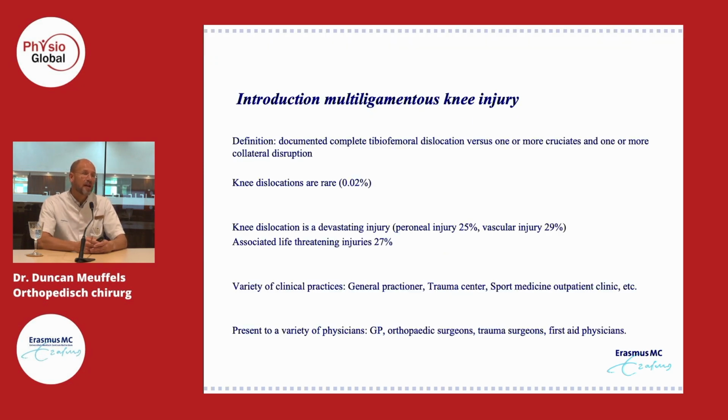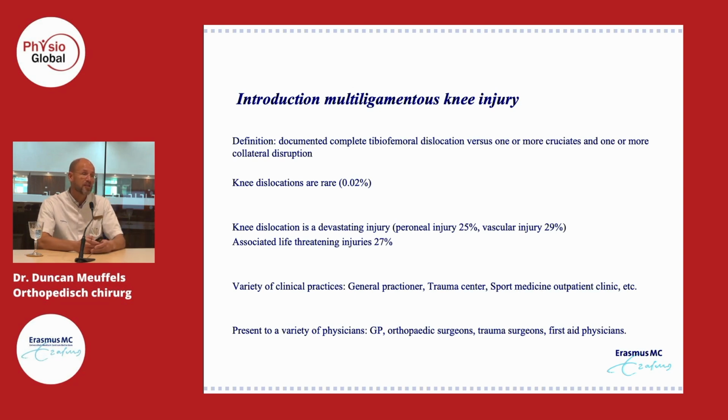To start introducing multiligamentous knee injury, it's a dislocation where the tibia is dislocated from the femur, and then at least two or more of the ligaments connecting both osteostructures are damaged. It's a rare disease, about 0.02%, but it's a devastating injury.